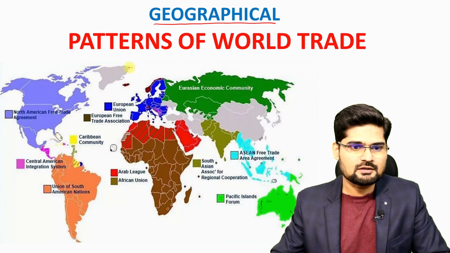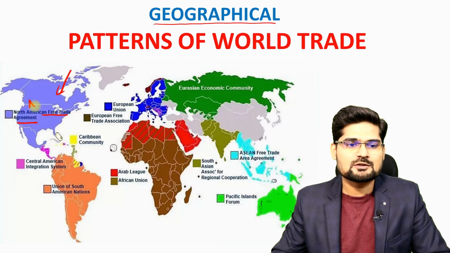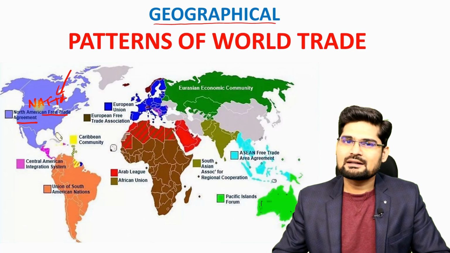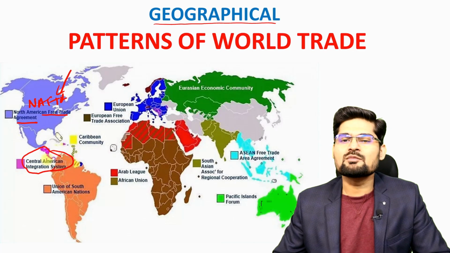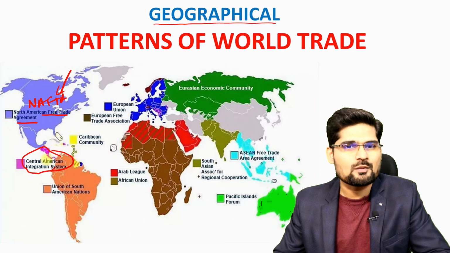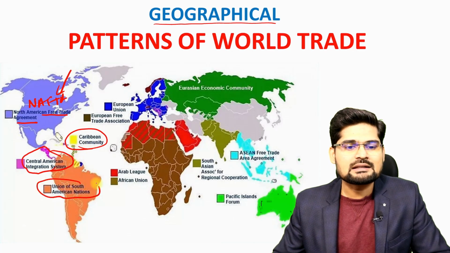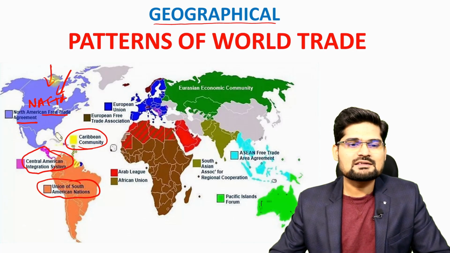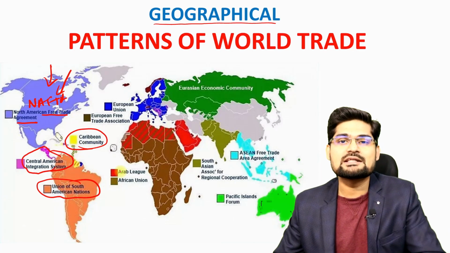So if you look here from Americas, you'll have the North American Free Trade Agreement, that is also called NAFTA, right? Then what you have is the Central American Integration System, also earlier known as the Central American Common Market System. Then you have the Caribbean Community, Union of South American Nations. So in Americas, you have these trade blocks which handle the trade across different regions, right?